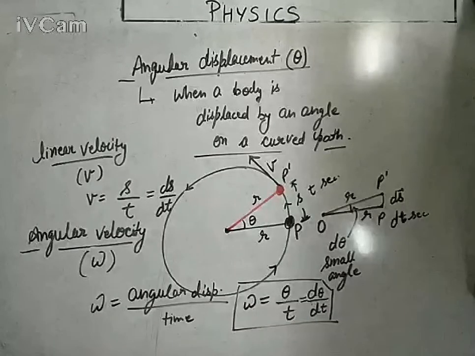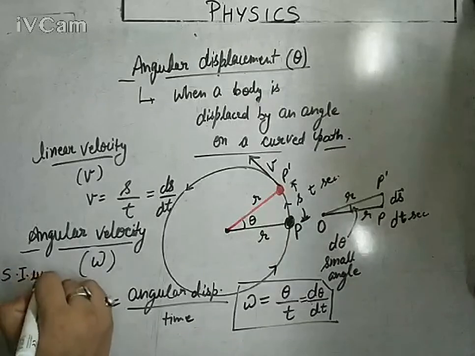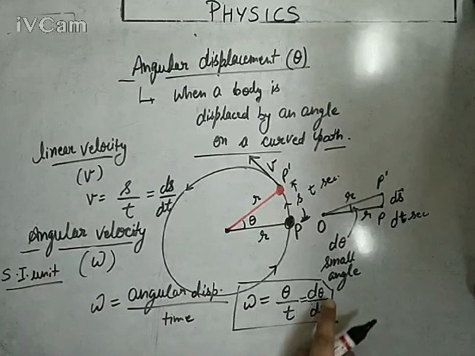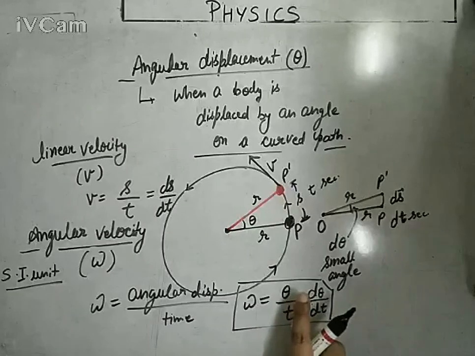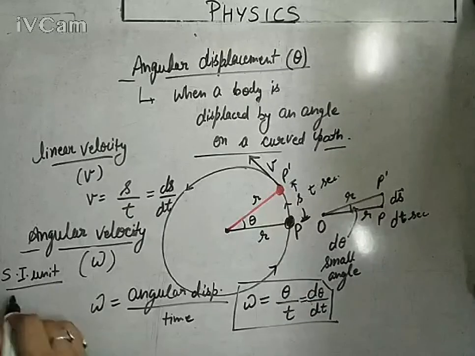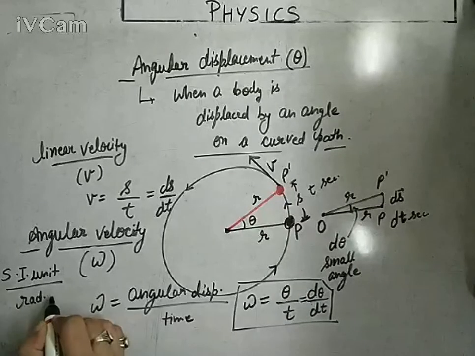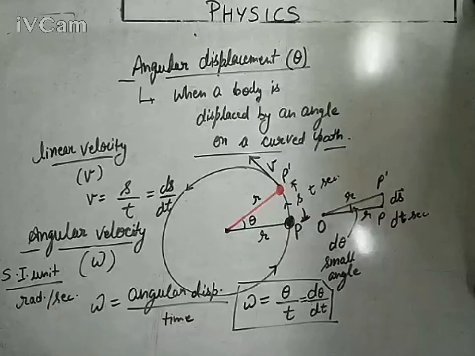And if I talk about its SI unit, the SI unit of angle is radian. We know it very well. The SI unit of angular displacement is radian and of time is second. So the SI unit of omega is radian per second, or you can write it as radian second inverse. This is the SI unit for omega, angular velocity.